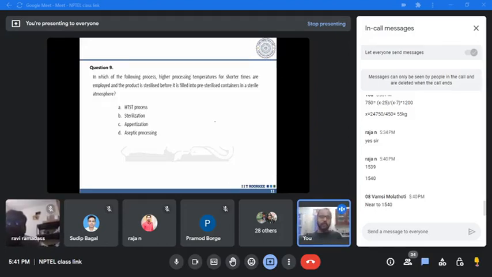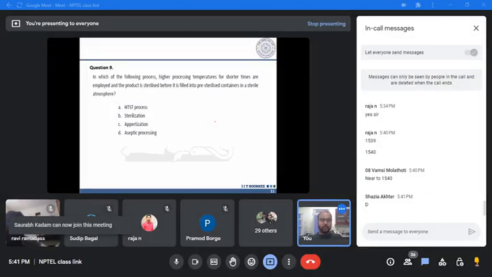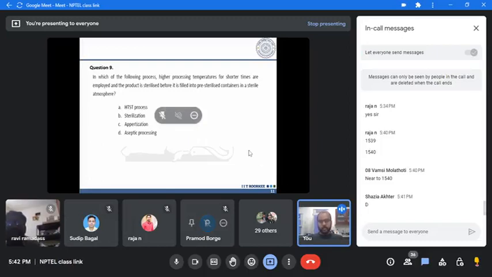Okay, in which of the following processes are higher processing temperatures for shorter times employed, and the product is sterilized before it is filled into a pre-sterile container in a sterile atmosphere? The options are HTST process, sterilization, appertization, aseptic processing. Okay, so what is the option? What is the answer for this question?